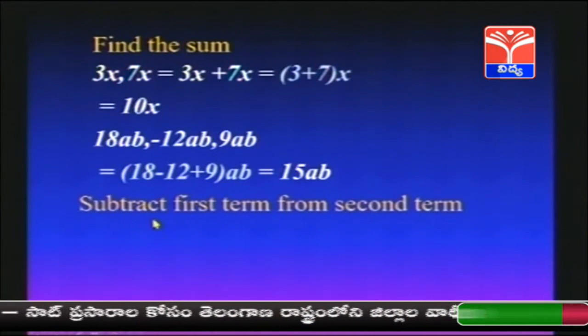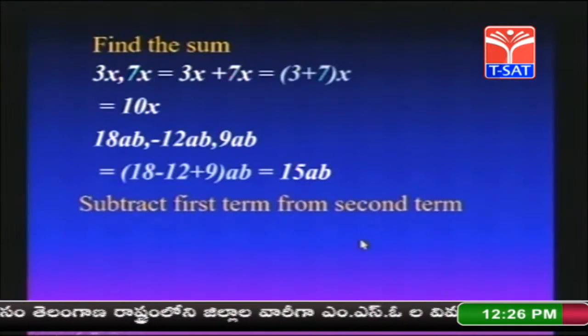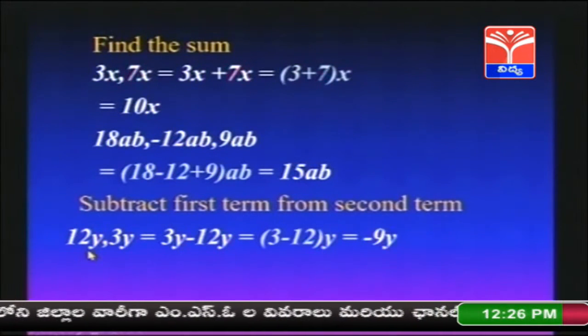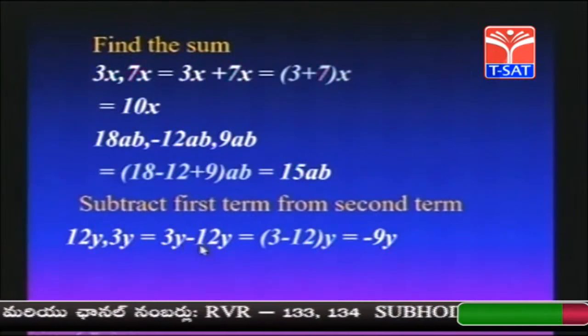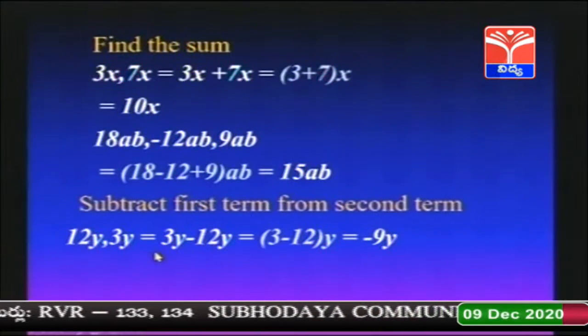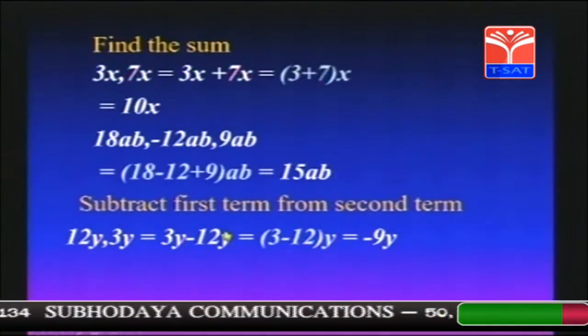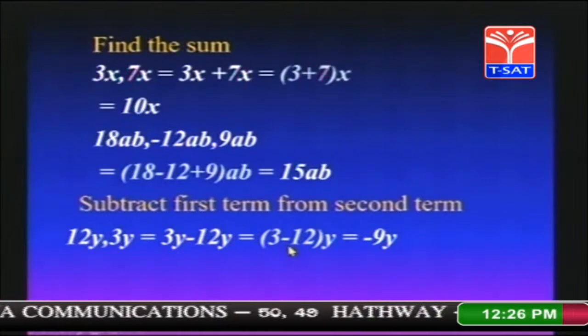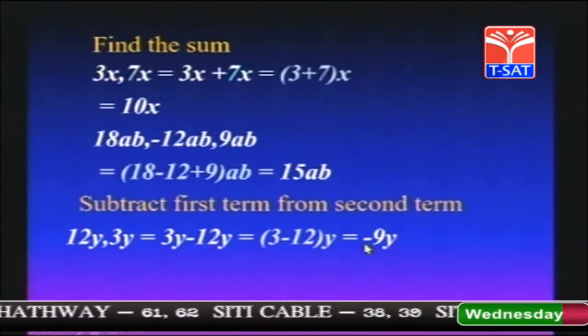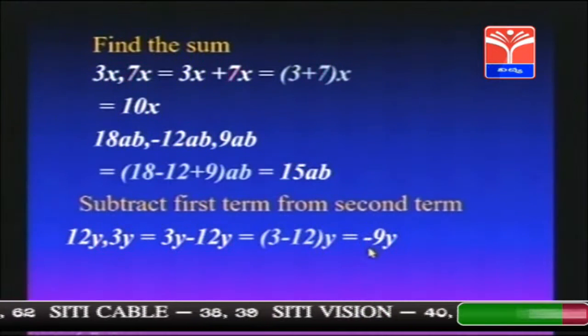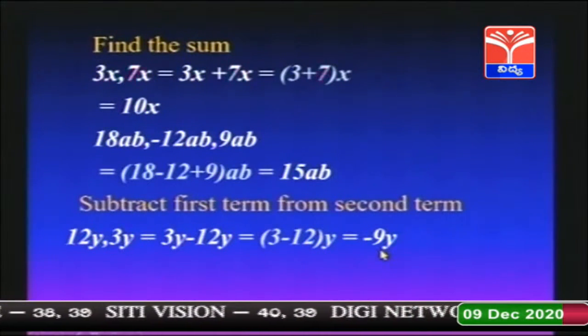Now subtract the first term from the second term. Now you can see 12y and 3y. The second term is 3y. We have to take away the first term. So 3y minus 12y, and write the coefficients 3 minus 12 times y. 3 minus 12, as we all know, is minus 9. So this can be written as minus 9y.